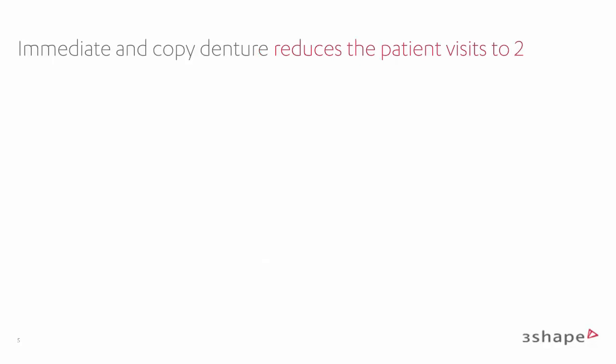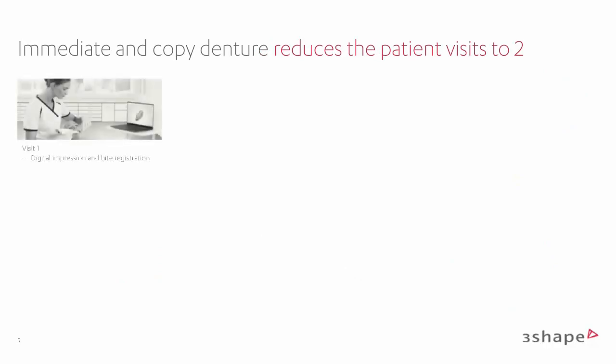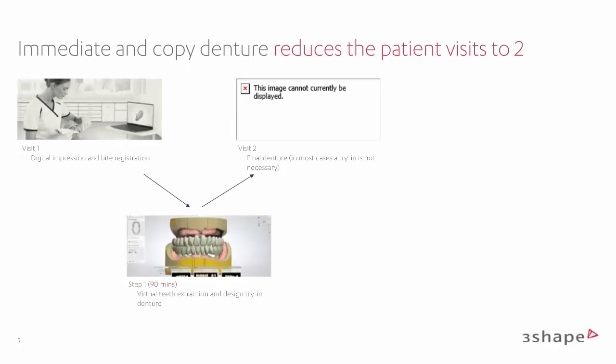Even more extreme is the immediate and copy denture workflows. I'm sorry about these pictures. They were working when we did the dry run before. But basically, we do an immediate denture. And the way you do that is that you take either an Intra Oral Scan or an impression. You can then take it into the design software, and you can manually, virtually trim away, extract teeth. It's very easy, and then you basically design the denture on top.